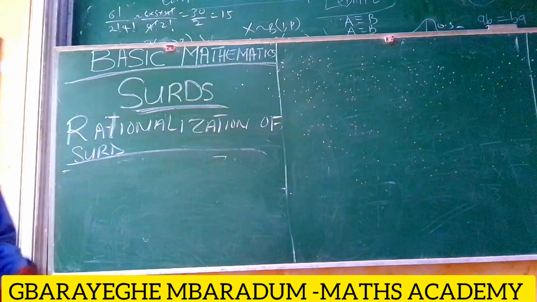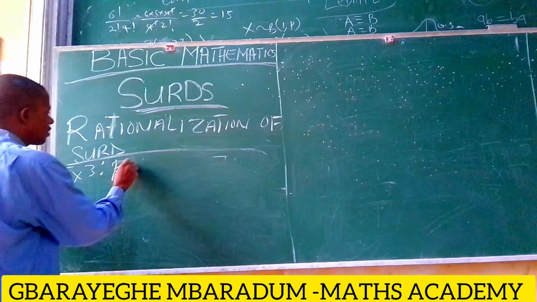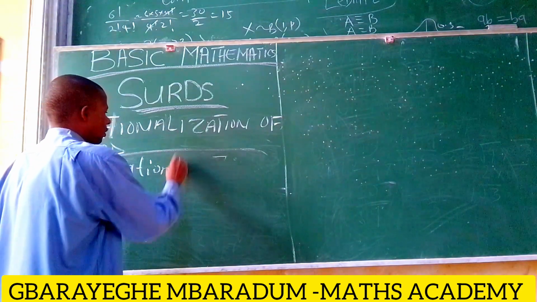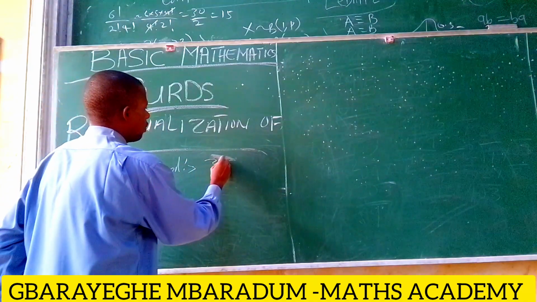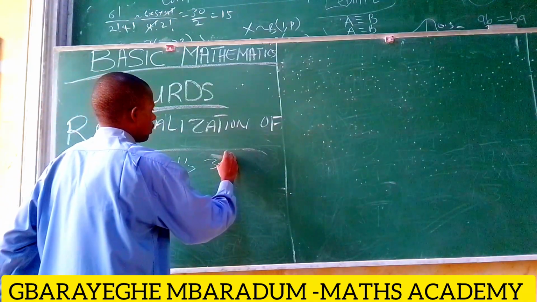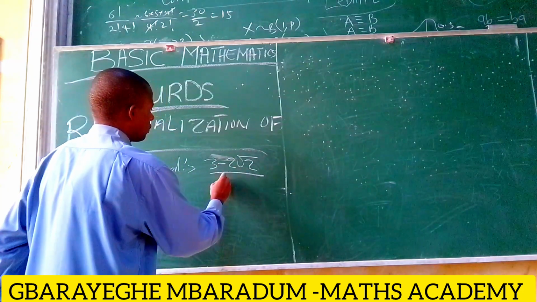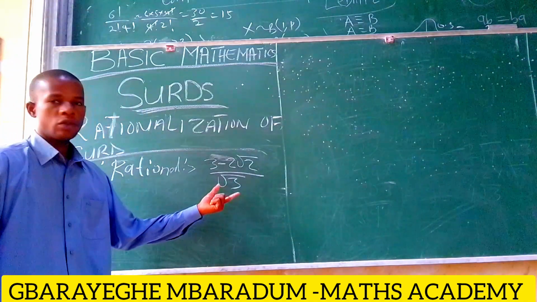Now let's look at example 3. They say we should rationalize 3 minus 2 root 2 all over the square root of 3. They say you should rationalize this surd.